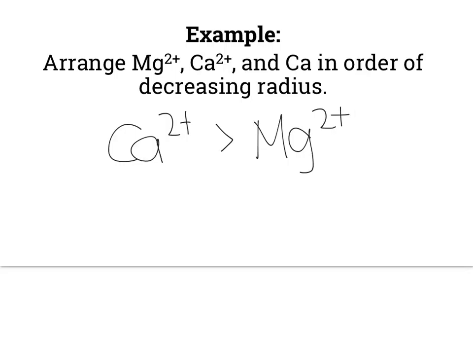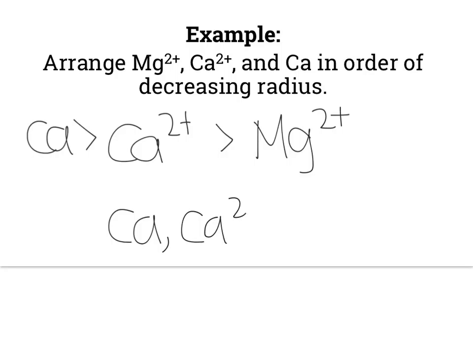Now let's compare calcium. We know that cations get smaller. Thus, calcium is bigger than calcium 2 plus. And thus, you have that calcium is bigger than calcium 2 plus, which is bigger than magnesium 2 plus. So if I were to officially write it, you'd have it like this. There you go. That's ionic radius.